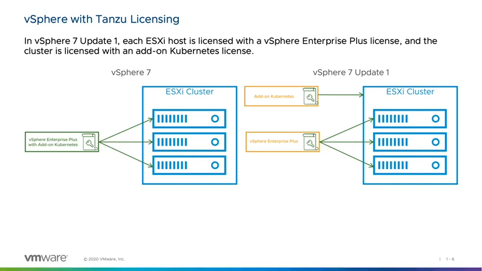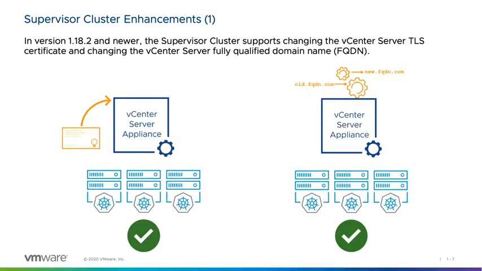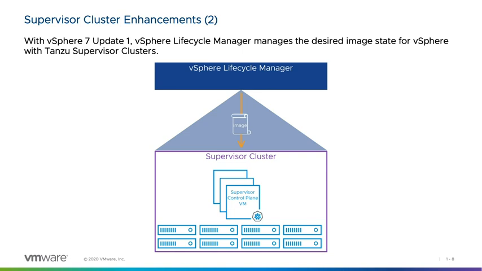In version 1.18.2 and newer, the supervisor cluster now supports changing the vCenter server TLS certificate and changing the vCenter server fully qualified domain name, or the FQDN or PNID. With vSphere 7 Update 1, vSphere Lifecycle Manager can manage the desired image state for vSphere with Tanzu supervisor clusters.